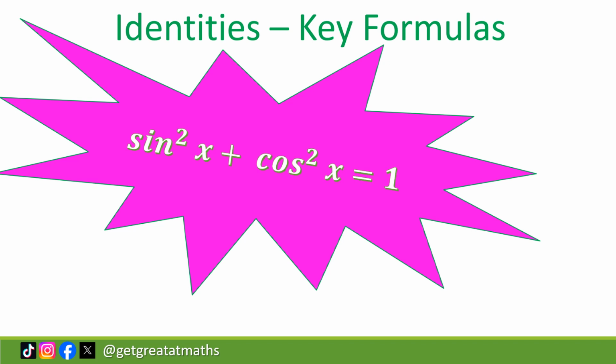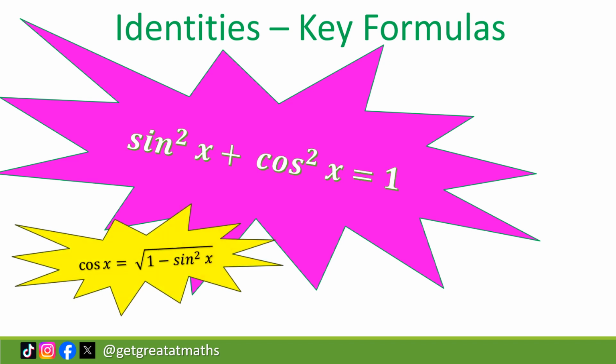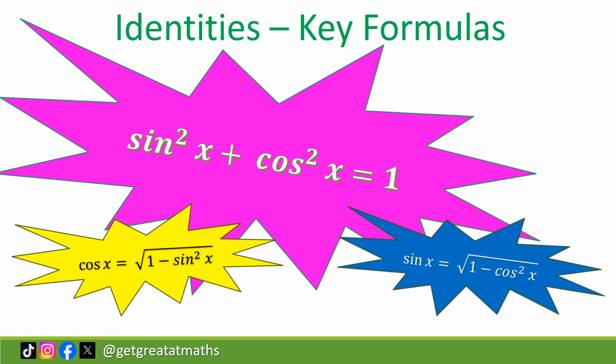Now the identity is really important because you need to use it when you're solving trig functions, when you're proving, when you're integrating. It can be used in so many different ways. And a good form of remembering is cos x is equal to the square root of 1 minus sine squared x. And also sine x is the square root of 1 minus cos squared x.